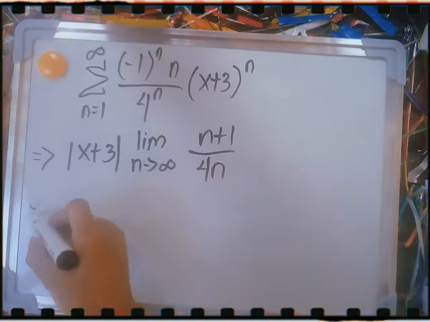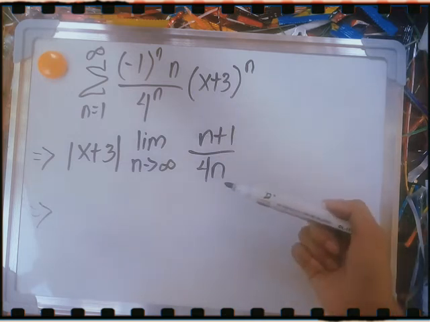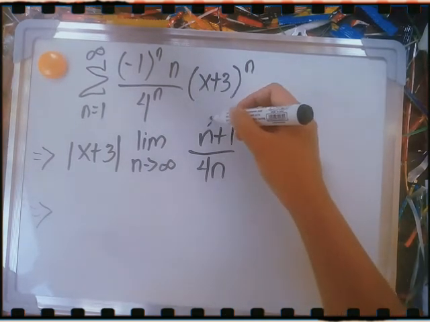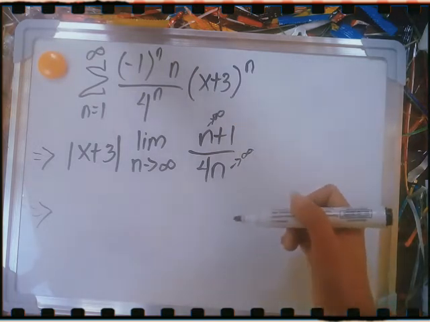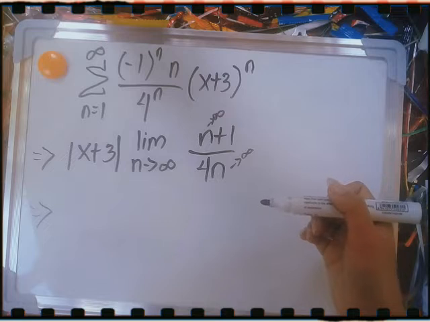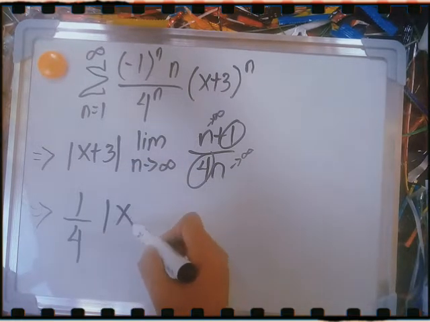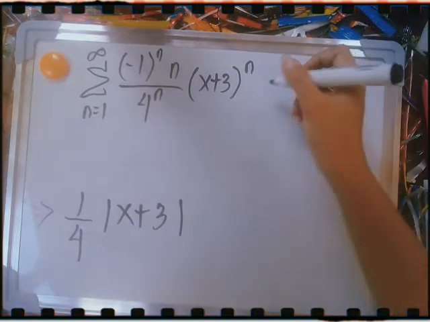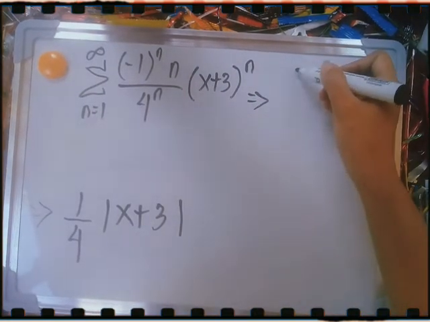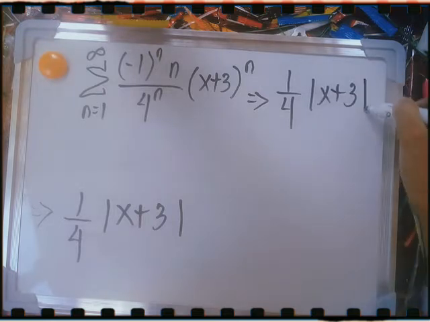So, meron na tayo dito ngayon. As we plug in the infinity here, this will go to infinity. The n will go to infinity. So, we've left the 1/4. Then, the x plus 3. So, let's write here what we've got. We have 1/4 times x plus 3.